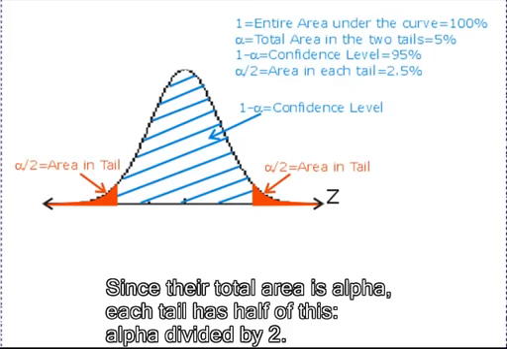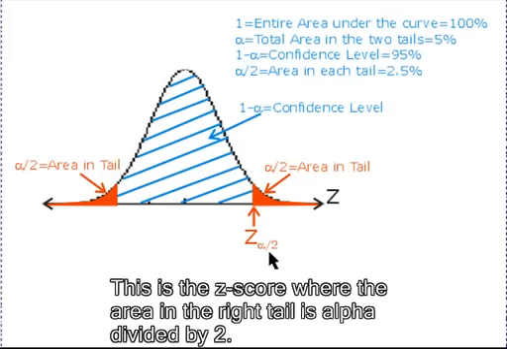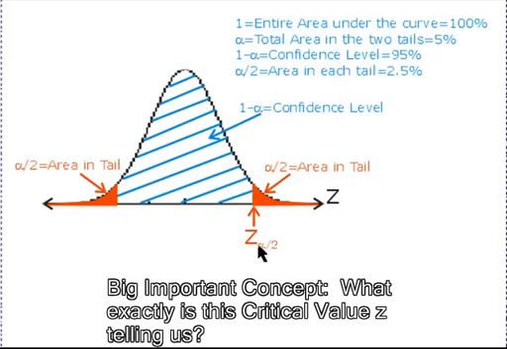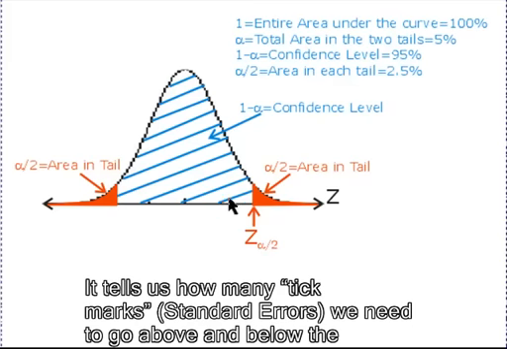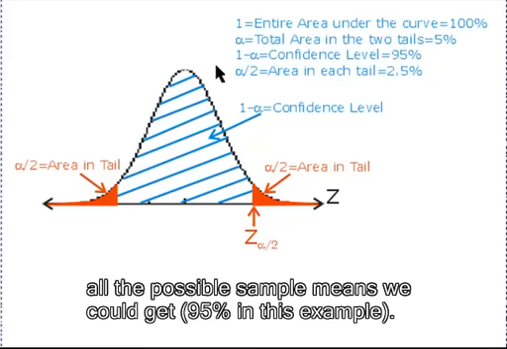Let's look at our critical value Z. What's the important thing to note here? This is the z-score where the area in the right tail is alpha divided by 2. Big important concept. What exactly is this critical value Z telling us? It tells us how many tick marks, standard errors, we need to go above and below the population mean in order to contain the middle 1 minus alpha confidence level percentage of all the possible sample means we could get. 95% in this example.